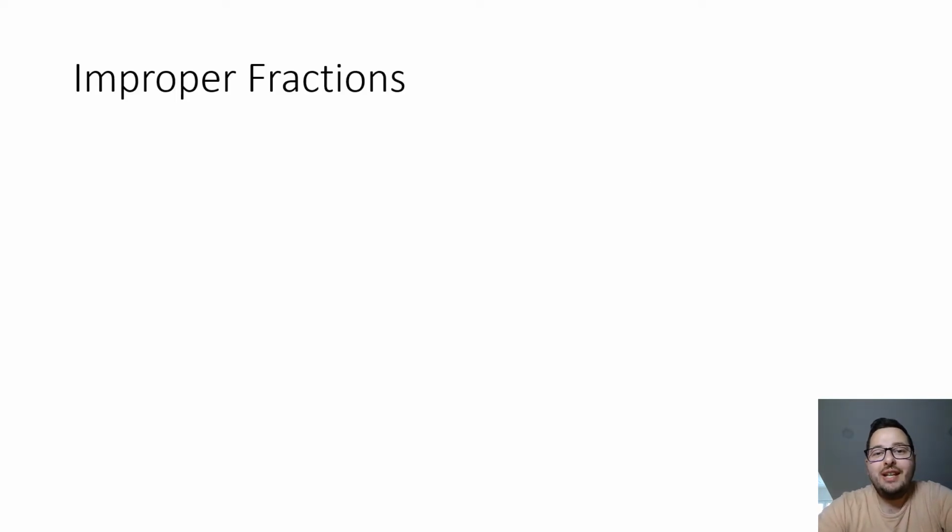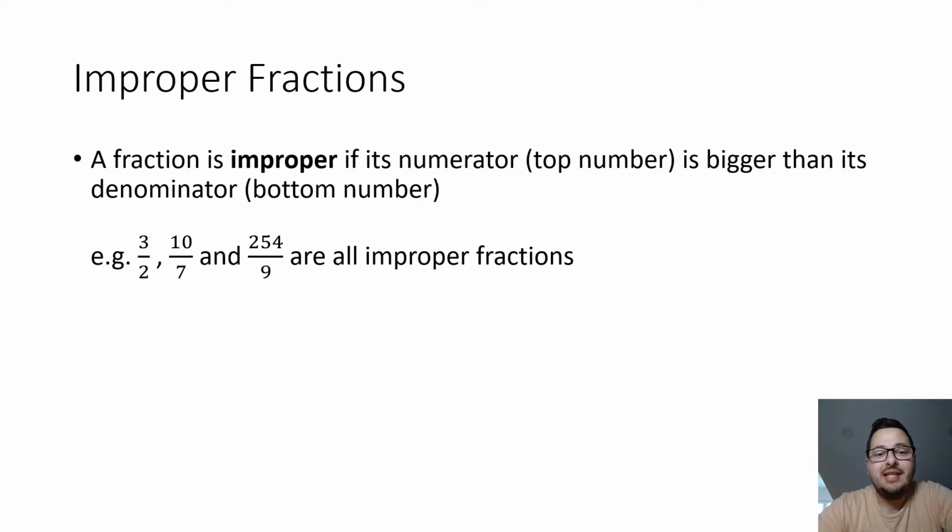Okay, so first of all, let's figure out what improper fractions are. Well, a fraction is improper if the top number is bigger than the bottom number. It's as simple as that. So we've got some examples here. 3 over 2, 3 is obviously bigger than 2, 10 over 7 and 254 over 9. They are all improper fractions.